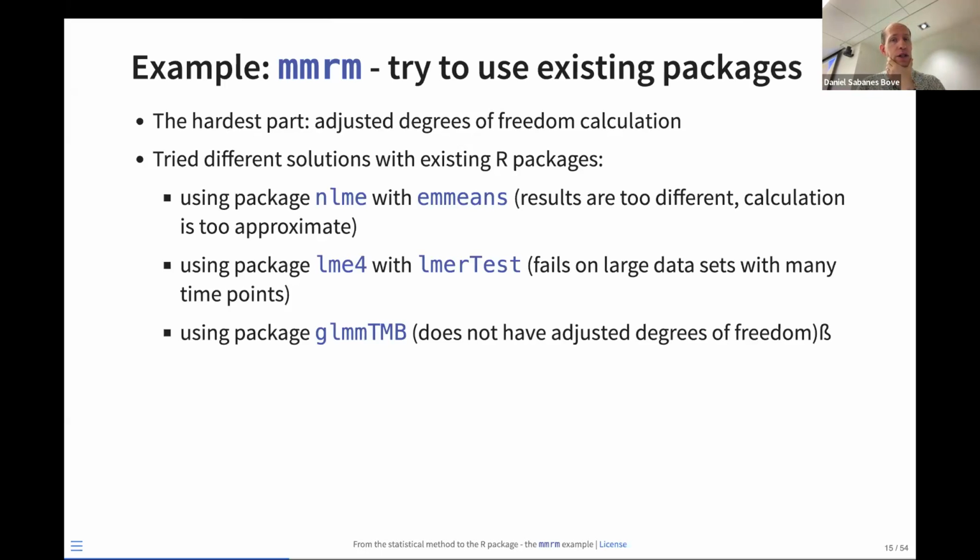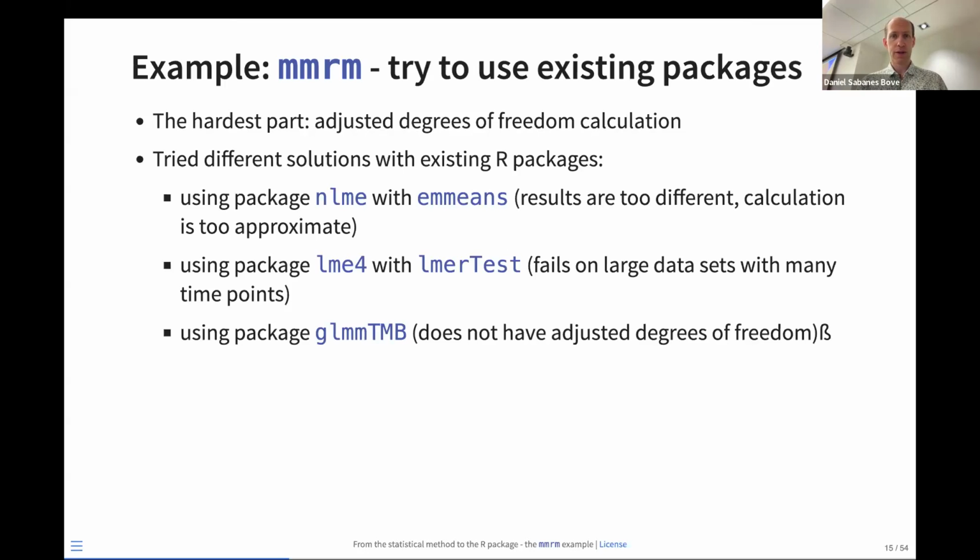And we actually tried different solutions. So we tried to use the recommended or even base package, I forgot what it is, NLME, with EMMEANS, right? That's a contributed package. Unfortunately, the results were too different from the reference implementations, and the calculation was basically too approximate. As mentioned, we used LME4 together with lmerTest. Those are great packages, but unfortunately for our use case, that failed on large data sets with many time points, as already mentioned. And then we looked into glmmTMB, which is also a great package, for generalized linear mixed models, but unfortunately it didn't have the adjusted degrees of freedom.